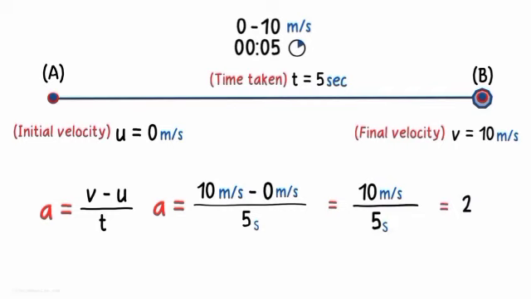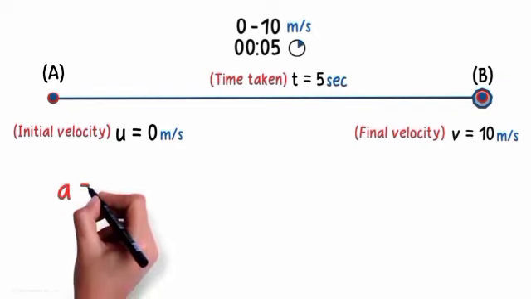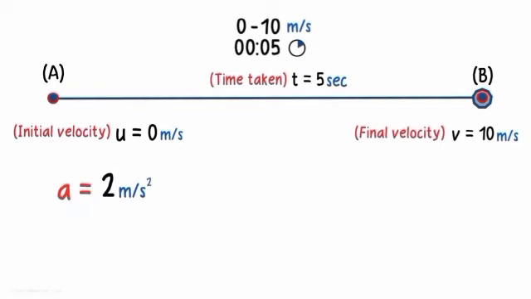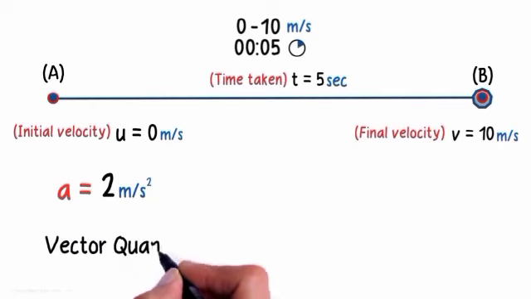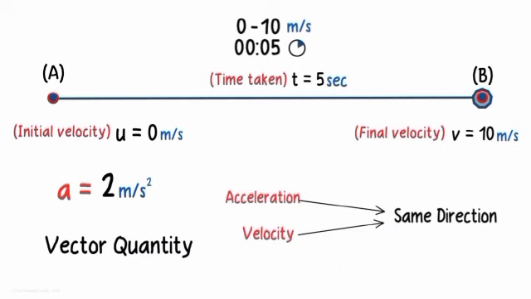Wait, hold on. What will be the units of acceleration? We should get a unit by looking at this. The units of acceleration will be meters per second square, because it's the change in velocity over the time taken. As this is meters per second, we can carry the seconds to the denominator, and what we'll get is meters per second square. This one is more intuitive, but this one is a bit neater, I would say. So acceleration in this case will be 2 meters per second square, and acceleration is also a vector quantity. Here acceleration and velocity are in the same direction.